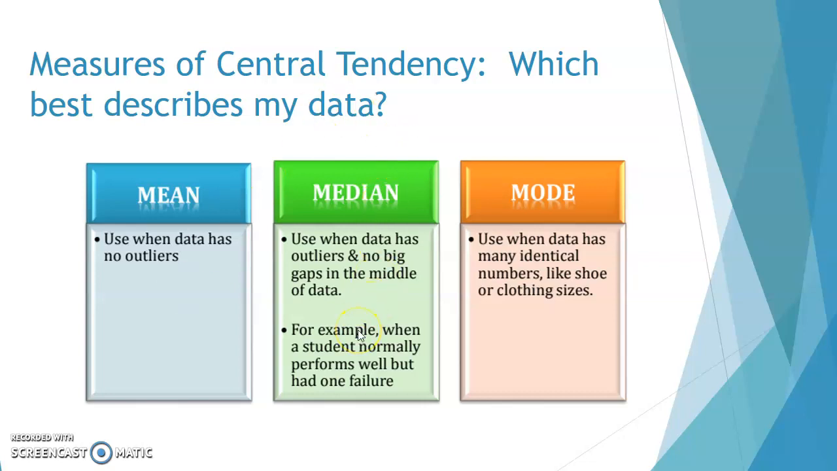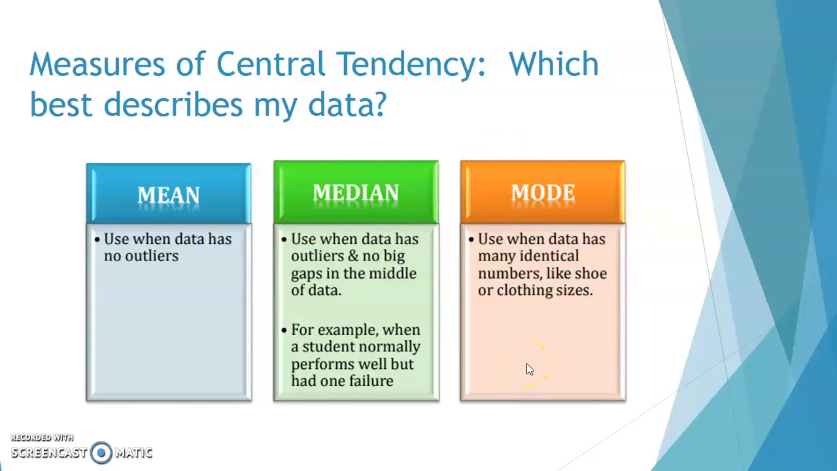The median is going to be more useful if we do have outliers. If we have some numbers that are significantly different, those can throw off the mean, and so median can be more useful. An example would be if you're looking at a student's grades, and they have grades that are normally in one range, and then you have one that's really outside of that. It would be better to calculate a median.